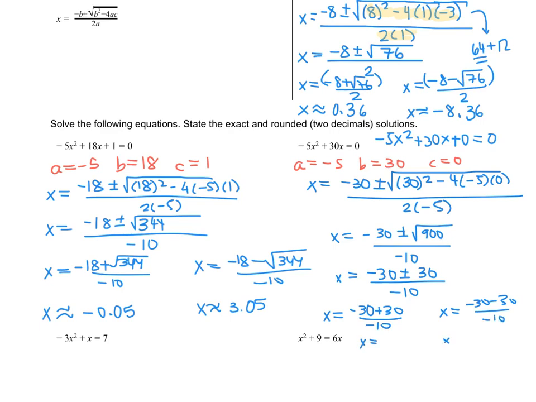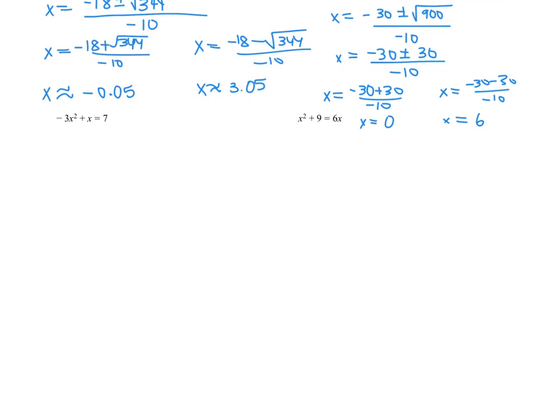And here you don't even need a calculator. You can just simplify it on your own. Negative 30 plus 30 is 0, and 0 divided by anything is 0. And then negative 30 minus 30 is negative 60, divided by negative 10 is positive 6. So your two x-intercepts here are 0 and 6, which you could have gotten by factoring as well. But now you have two options. All right, let's go to our next one.